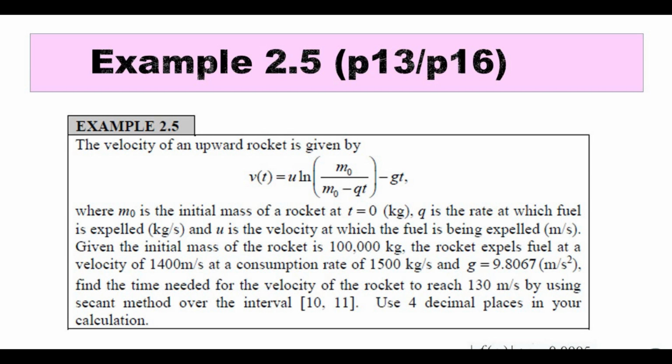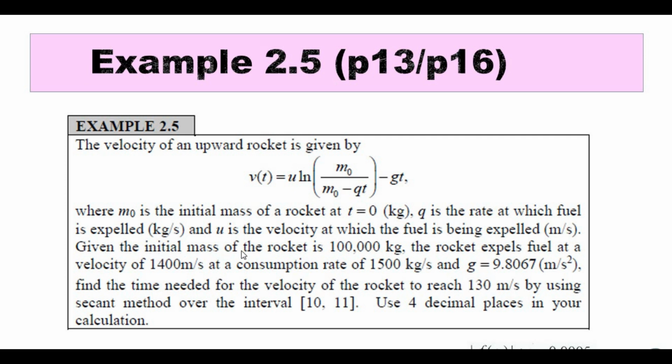Okay, this is the first example for secant method, which is example 2.5. So we can see the question: the velocity of an upward rocket is given by this equation, where m0 is the initial mass of a rocket at t equal to 0. Okay, you can ignore the unit here. Q is the rate at which fuel is expelled, and U is the velocity at which the fuel is being expelled.